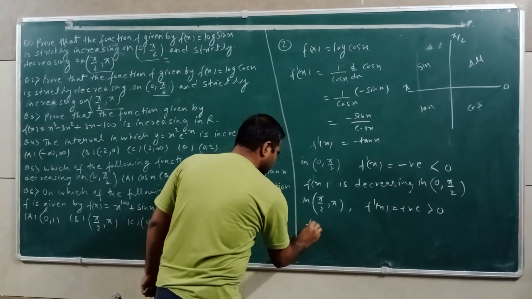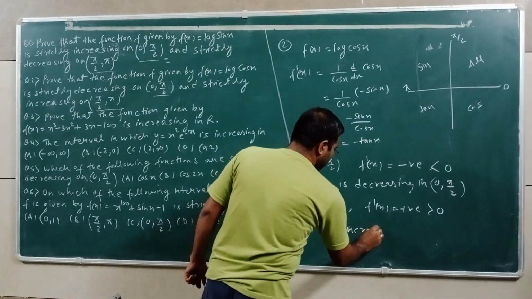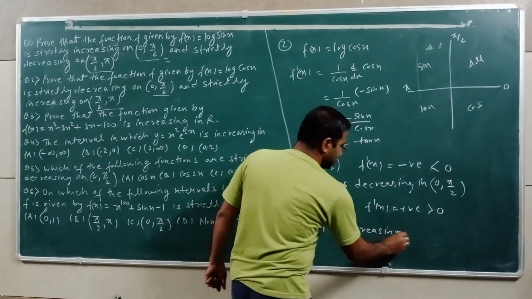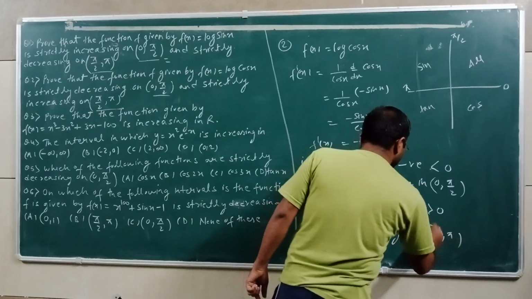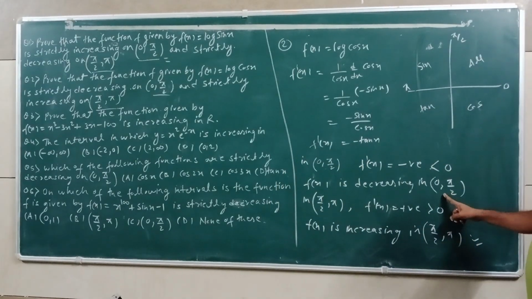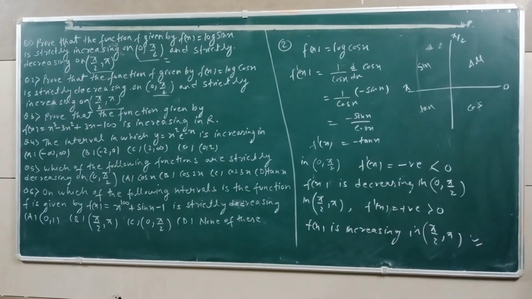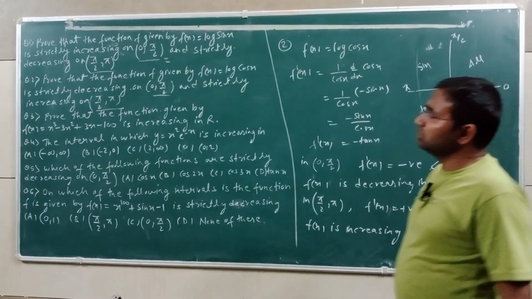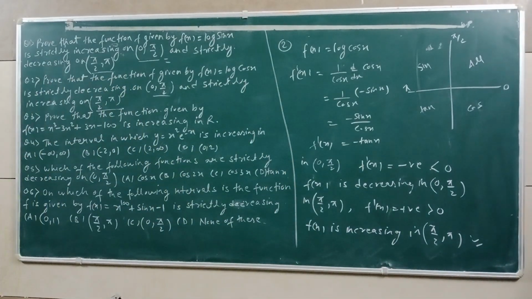Then you will write what? f(x) is increasing in the interval pi/2 to pi. So see here, in this way you will tell that f(x) is increasing in this interval, decreasing in this interval, and increasing in this interval. So see here how you will tell the answer of question number 2. I hope you have understood and noted down.